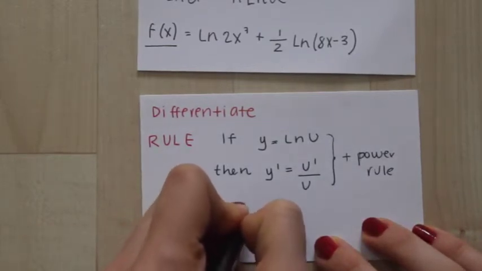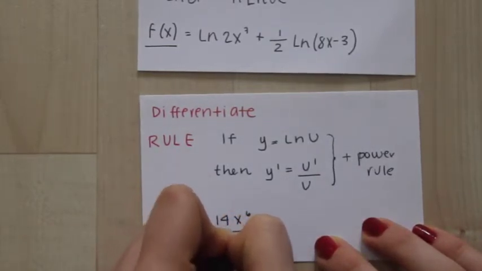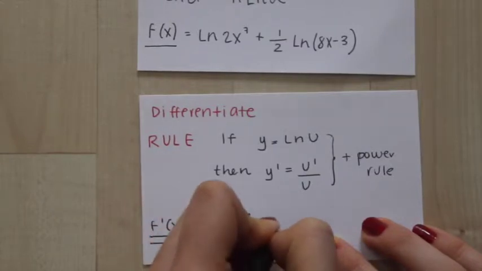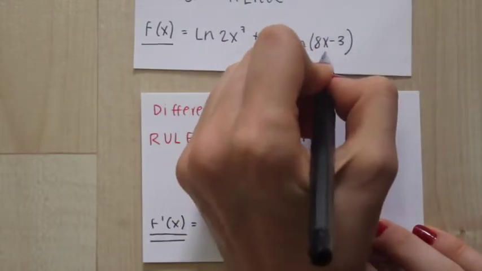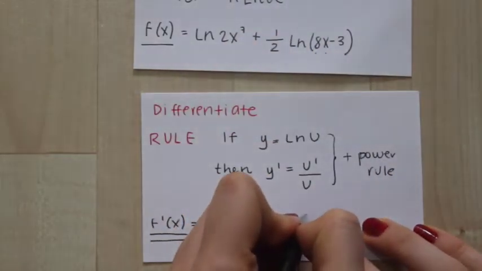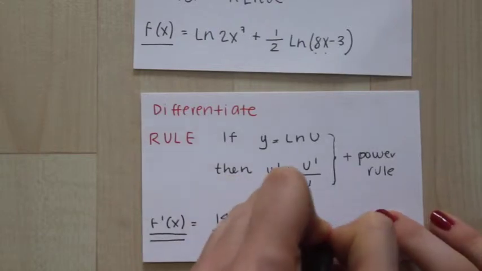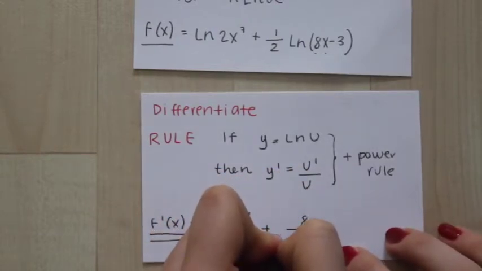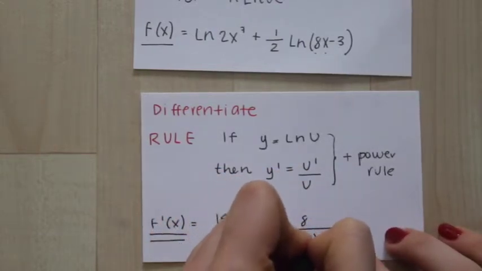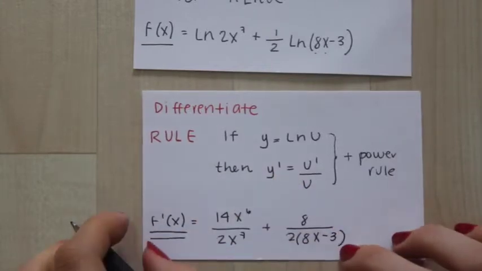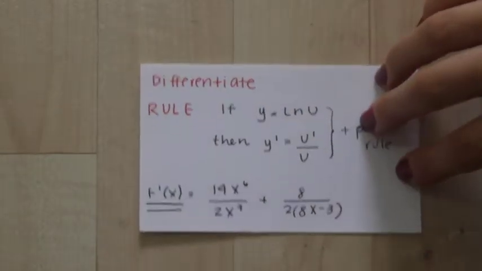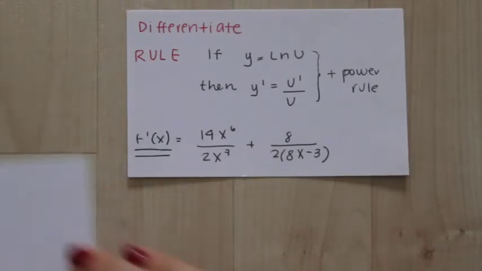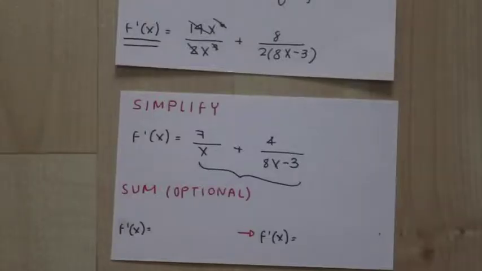We start by getting the u prime of the first part, which we get by multiplying 7 times 2, which is 14x to the 6th power, over u, copy-paste as said before, 2x to the 7th power, plus u prime of the second part, which is 8, times 1/2 over u, which is 8x minus 3. We simplify both fractions by considering that the exponents of the variables are simplified by subtracting.